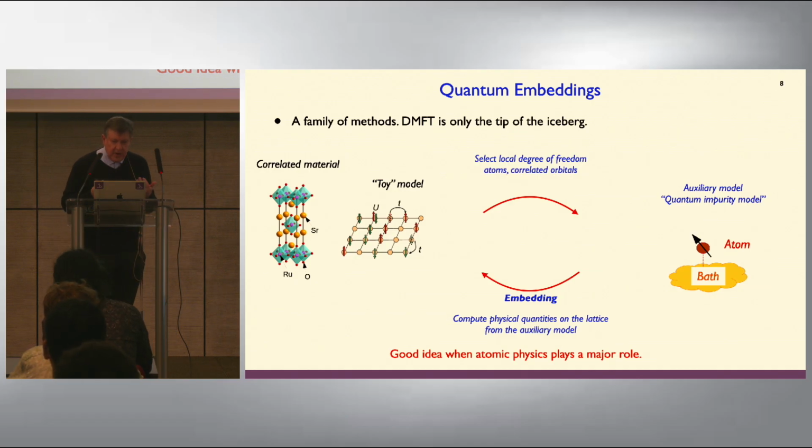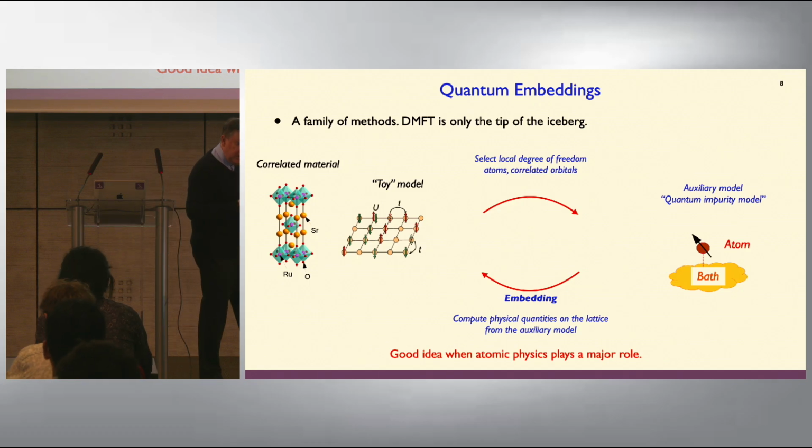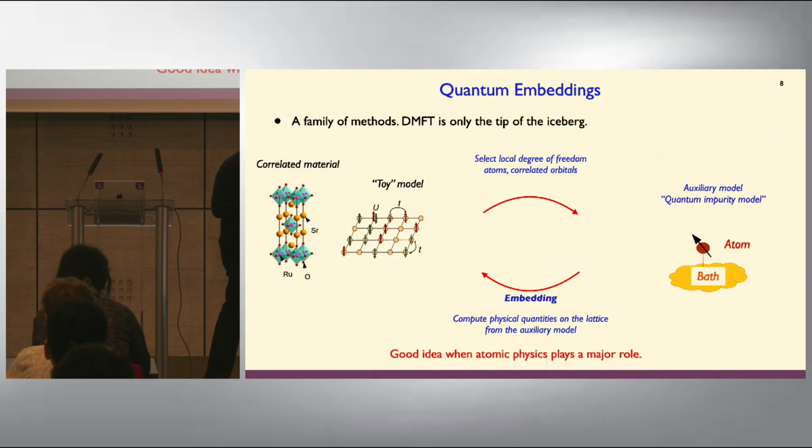And there are a lot of ways of doing that. Which degrees of freedom are you really going to select? What are the correlated orbitals you want to solve, the ones you don't want to solve with this method, and how exactly you do these embeddings? The main idea is that it's a good idea when atomic physics plays a major role in the physics.